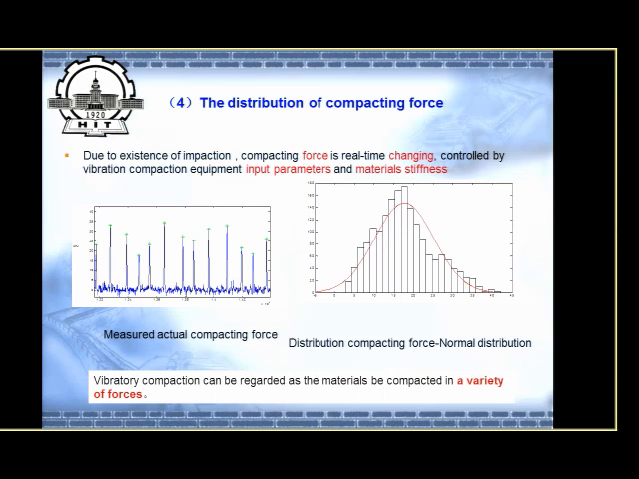This is the distribution of the compacting force. We can find the compacting force is changing in real time. The distribution is a normal distribution. We can say that vibratory compaction can be regarded as material being compacted under a variety of compacting forces.